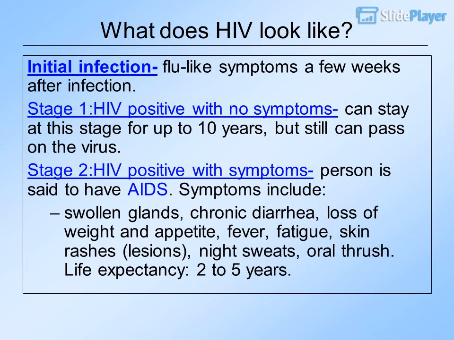What does HIV look like? Initial infection: flu-like symptoms a few weeks after infection. Stage 1: HIV positive with no symptoms. A person can stay at this stage for up to 10 years, but still can pass on the virus. Stage 2: HIV positive with symptoms, the person is said to have AIDS. Symptoms include swollen glands, chronic diarrhea, loss of weight and appetite, fever, fatigue, skin rashes, lesions, night sweats, oral thrush. Life expectancy, 2 to 5 years.